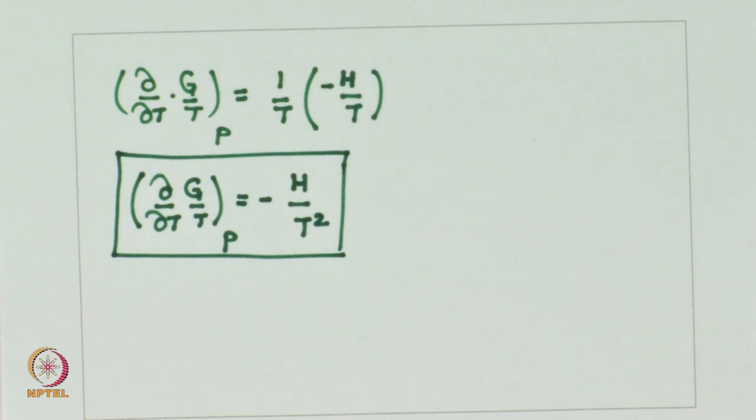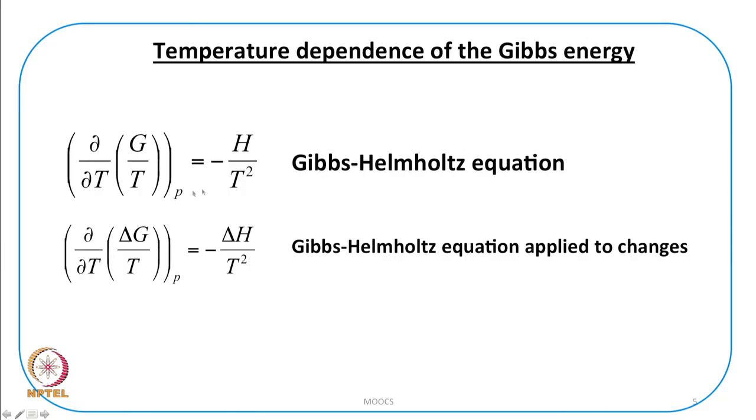So, let us go back to the slide. We have derived that dou T of G by T at constant pressure is minus H by T square. This is the Gibbs-Helmholtz equation, and when you extend this Gibbs-Helmholtz equation to changes, you can introduce delta. And later on we will use this equation for deriving very important thermodynamic properties when applied to equilibrium and equilibrium constant. We will discuss this when we talk about the equilibrium constant.